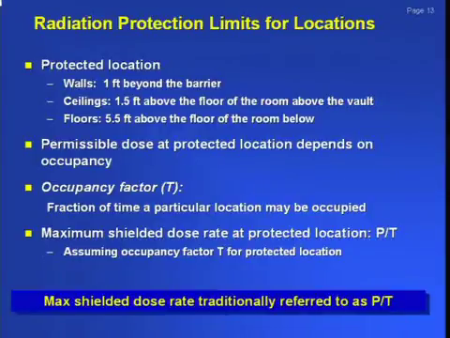The permissible dose at protection level depends obviously on the occupancy, and occupancy is defined as the fraction of time at a particular location that a person will be located there. What you will hear is the maximum shielded dose rate at any protected barrier is basically the combination of what we call P over T. P is your permissible dose divided by your occupancy factor, which is T.